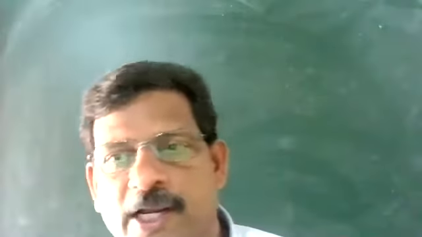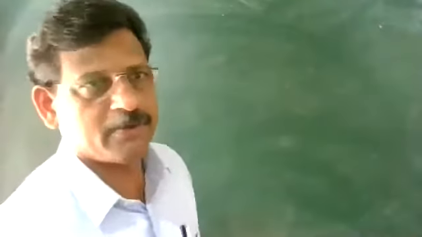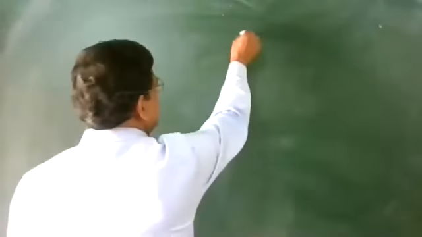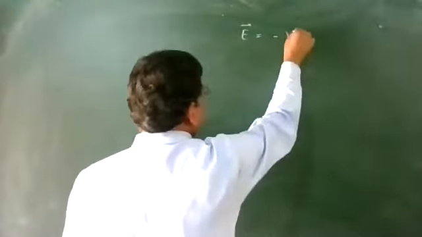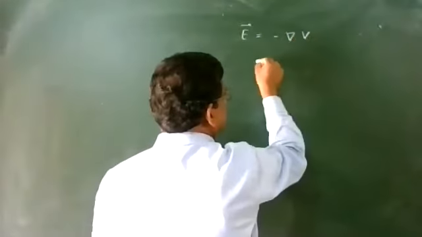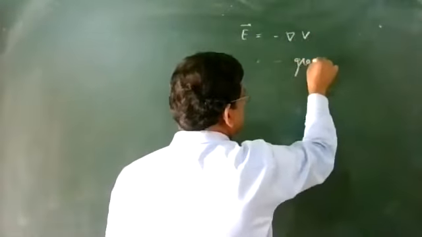E is equal to minus i d upon dx plus j d upon dy plus k d upon dz into V. Okay, that is electric field, the negative gradient of potential. Electric field is negative gradient of potential. E vector equal to minus del V. That is negative gradient of potential.